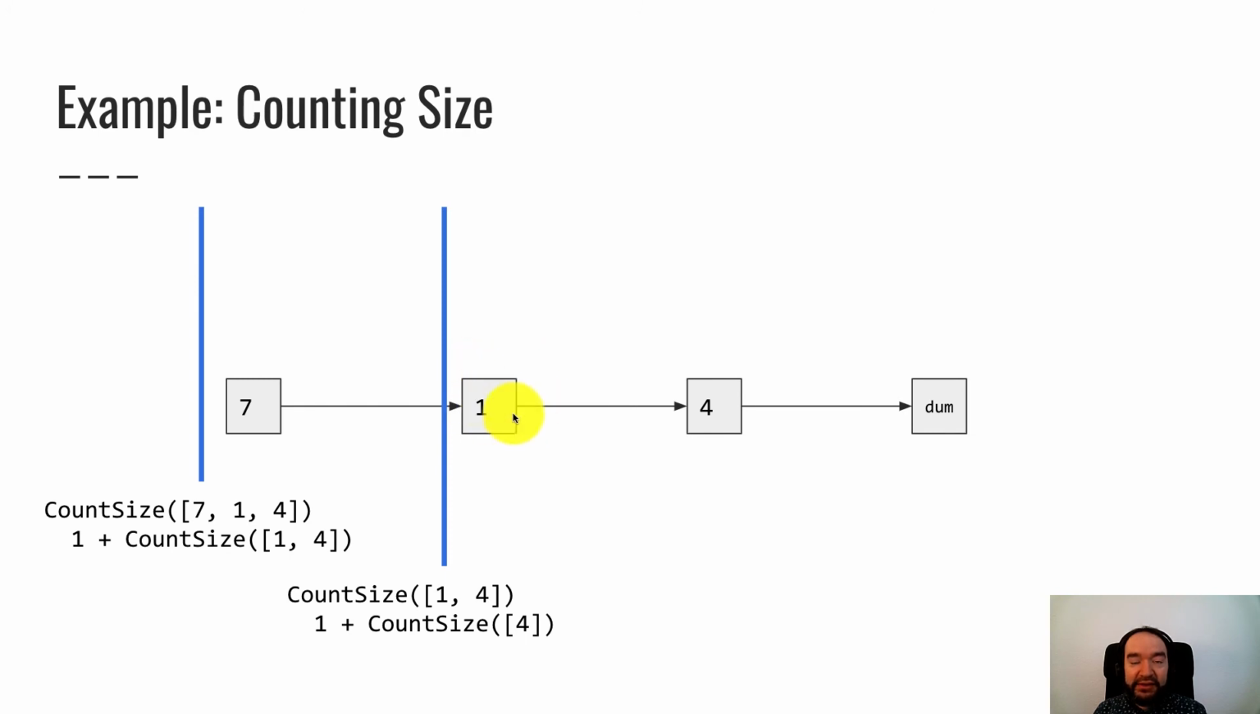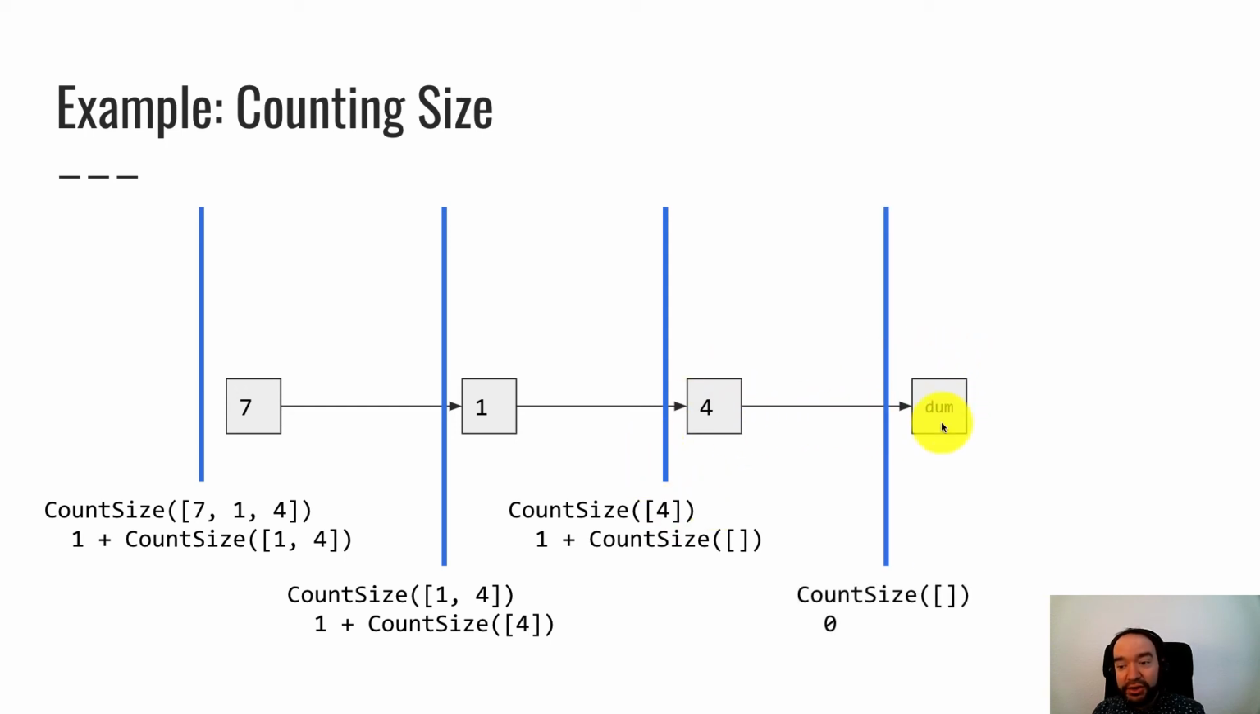We're counting the size of the part of the linked list starting at the 1 node. Is that the dummy node? No. So it's the general case. It's 1 plus whatever everything to the right is. So then we do a count size on the 4 node. Same logic. Is this the dummy node? No. So the answer is 1 plus whatever the size of everything to the right is. So we recursively call on the next pointer.